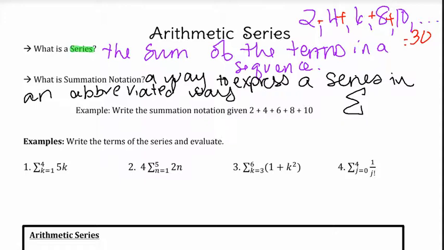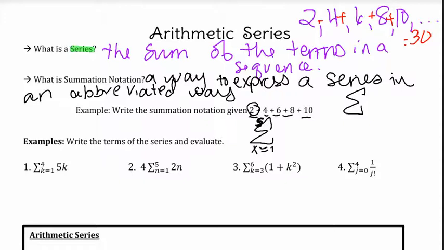That is the symbol. So if we look at the example, it says write the summation notation given 2 plus 4 plus 6 plus 8 plus 10. So I would say, okay, I'm going to start with my sum. That's what that means. And I'm going to say n has to start at 1 because that's my first element. And it goes to my fifth element, so that's the number on the top, that's the bound.